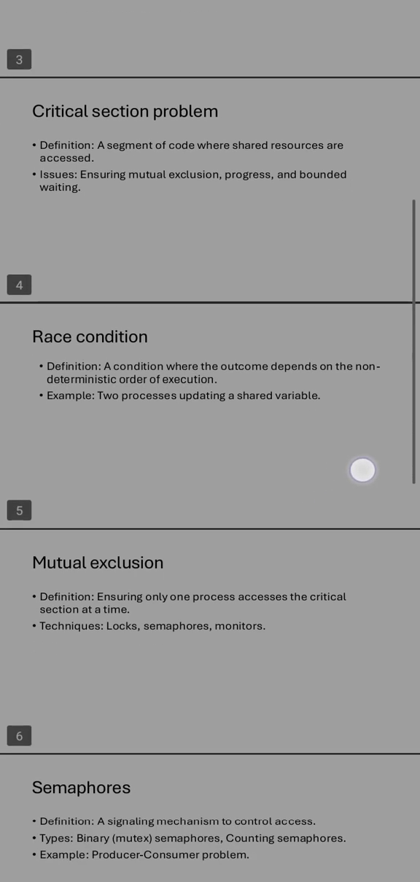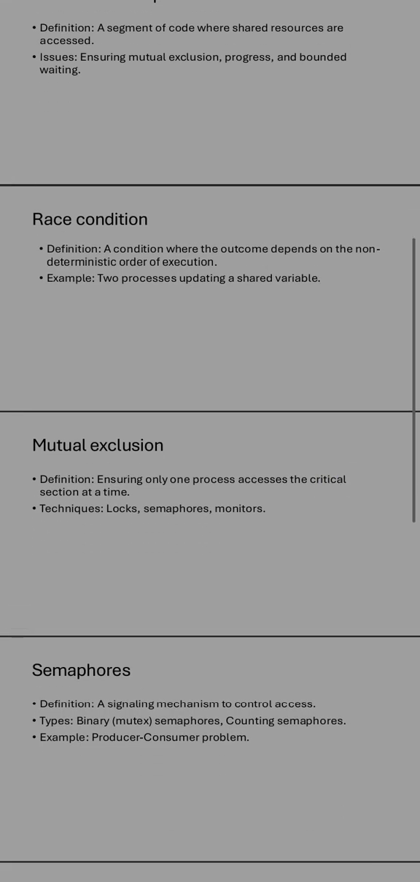Now we are going to see about race condition. The race condition definition is a condition where the outcome depends on the non-deterministic order of execution. When there is an execution happening, there should be a condition, and only if the condition is satisfied will the race condition occur. The example for this is two processes updating a shared variable, where there is only one variable and two processes need the same variable. This is known as race condition.